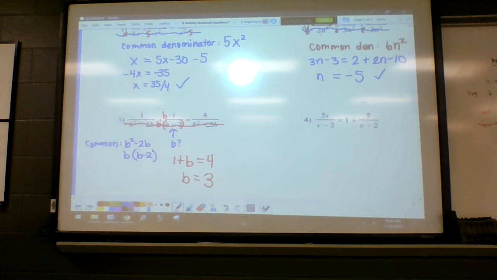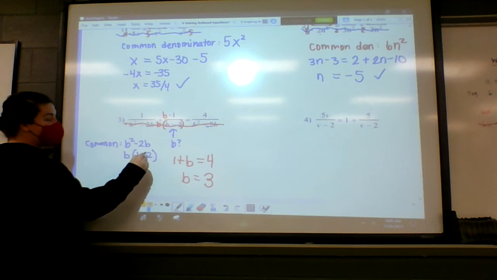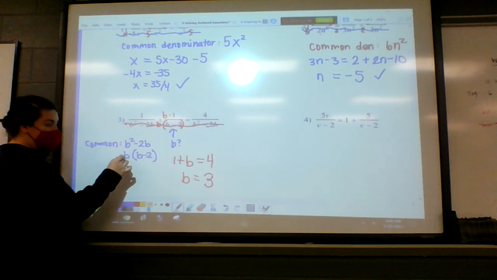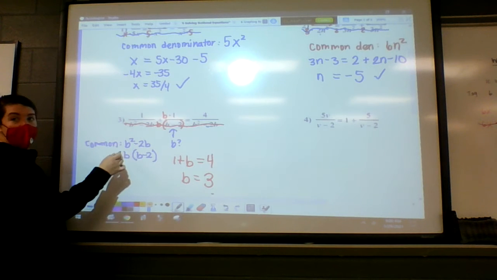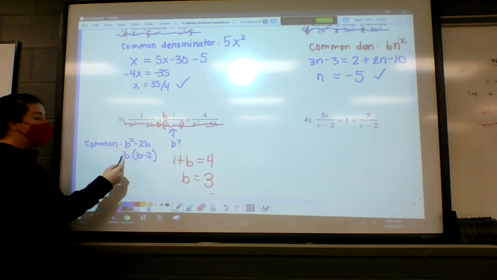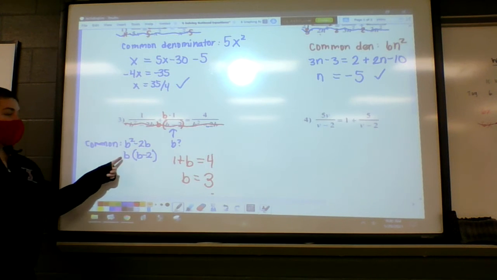Make sure it's not extraneous. Make sure it doesn't make a denominator equal to 0. And so you can go based off of your factors here. The common denominator was b and b minus 2. Will it make either of these equal to 0? No. What are the two numbers that do make this equal to 0?